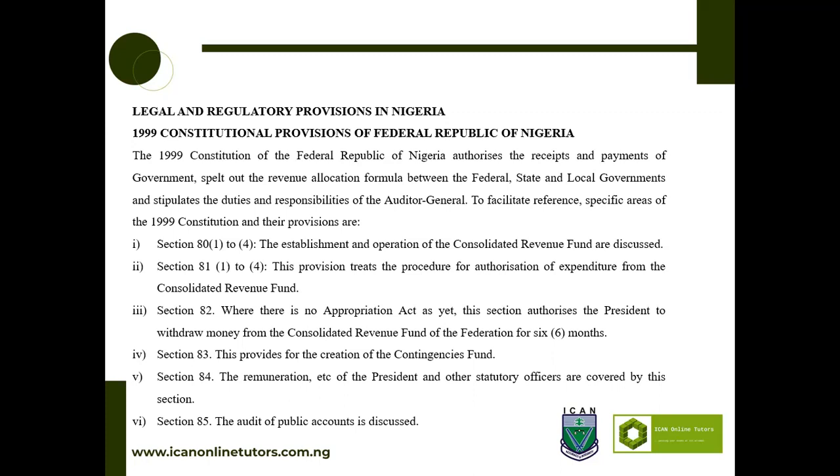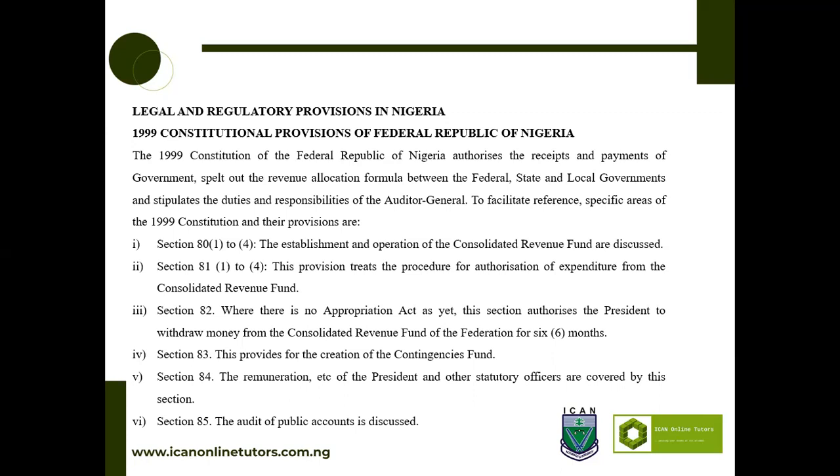And this revenue allocation formula is spelled out in the 1999 Constitution on all the revenue that is generated at the federal level. How will it be shared among the federal, state, and local governments? So the framework will be found in the 1999 Constitution on the revenue allocation formula between federal, state, and local governments. To facilitate reference, specific areas of the 1999 Constitution and their provisions are as follows.